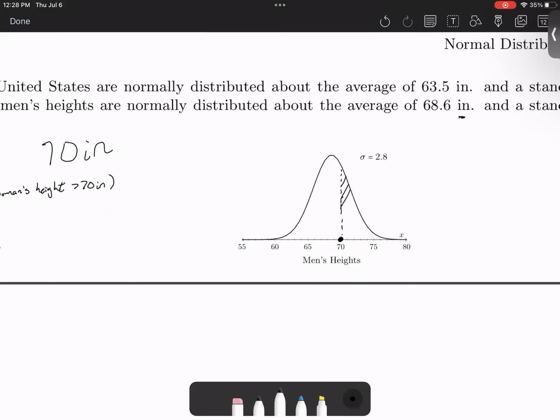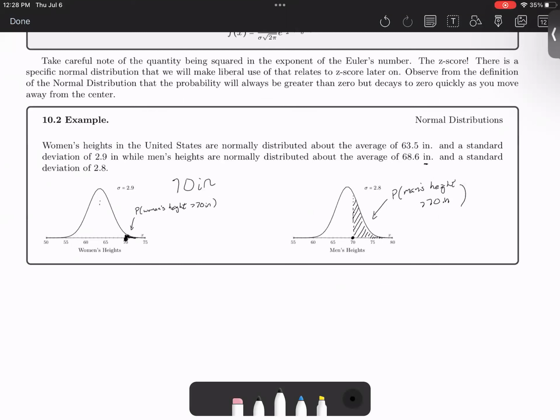In fact, if we do the exact same thing, and we find the area underneath this distribution to the right side of 70, this is going to give us the probability that a man's height is greater than 70 inches. And you can see the area underneath the men's distribution is a lot larger than the area underneath the women's distribution, because a lot more men are taller than 70 inches than women are taller than 70 inches.